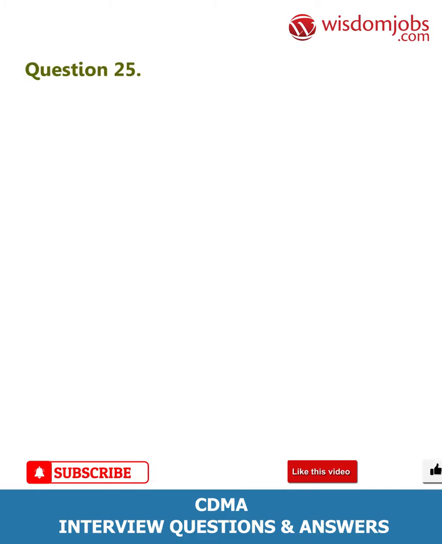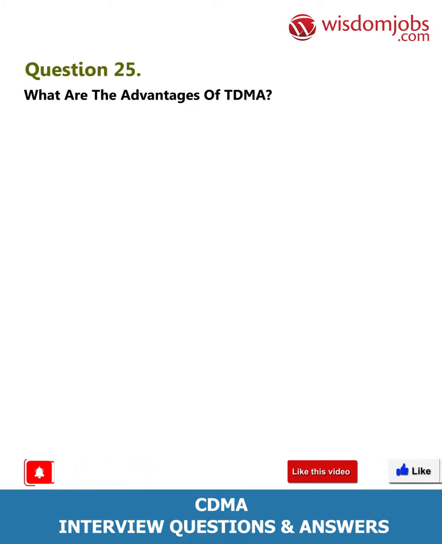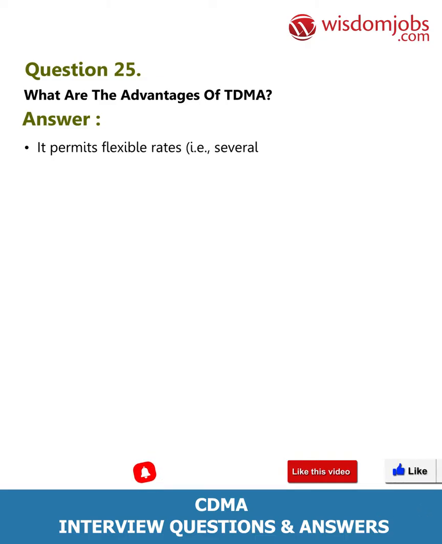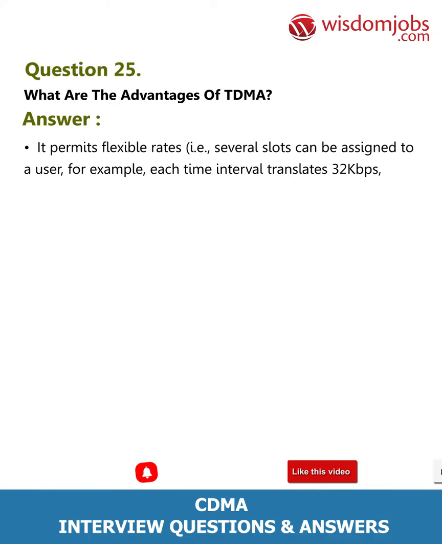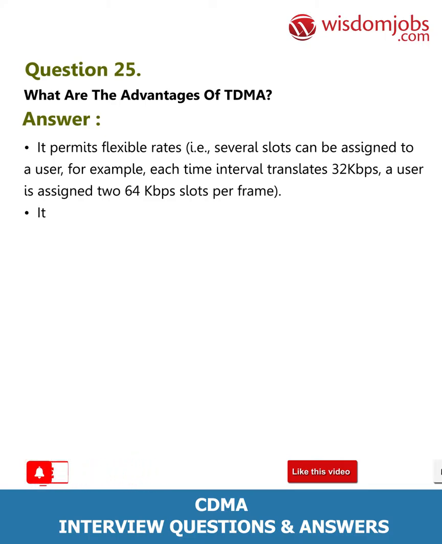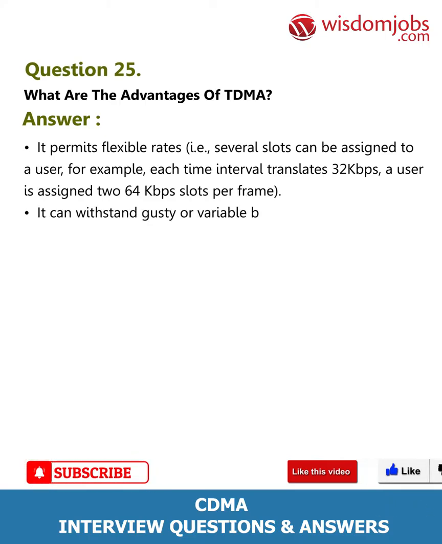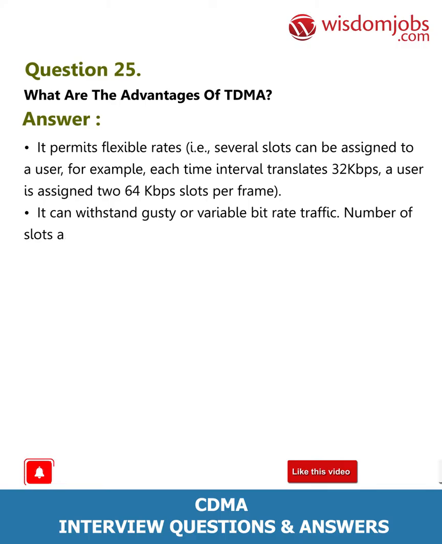Question 25. What are the advantages of TDMA? Answer. It permits flexible rates, i.e., several slots can be assigned to a user. For example, each time slot carries 32 kbps, and a user is assigned two 64 kbps slots per frame. It can withstand bursty or variable bitrate traffic. The number of slots allocated to a user can be changed frame by frame.